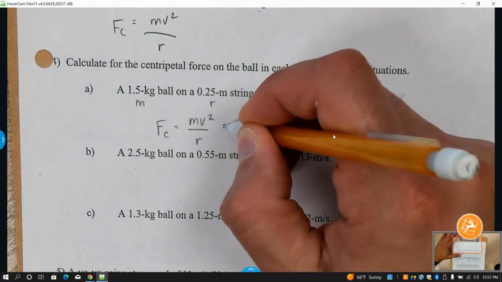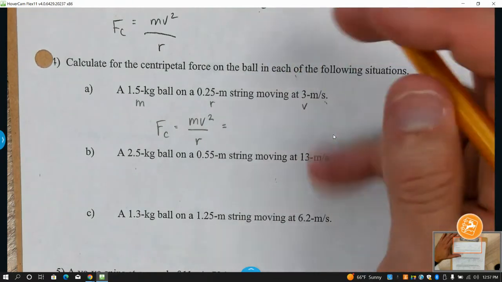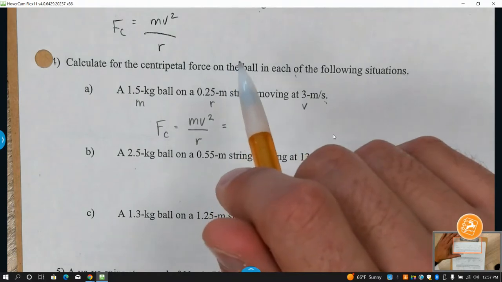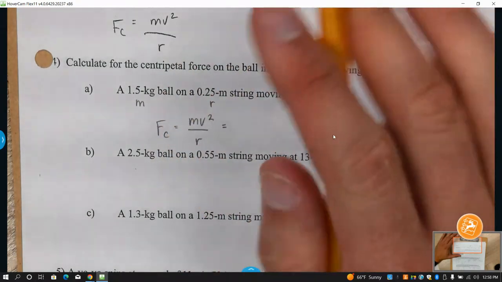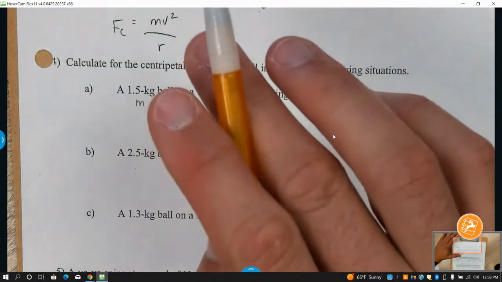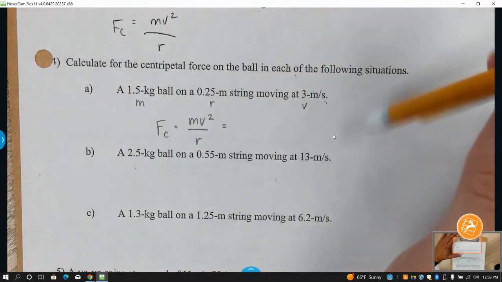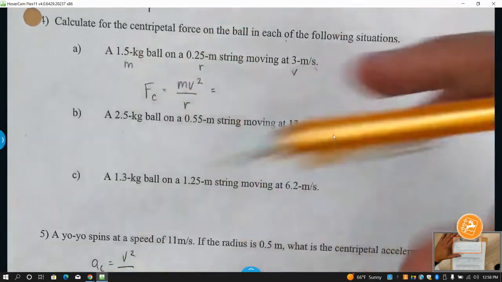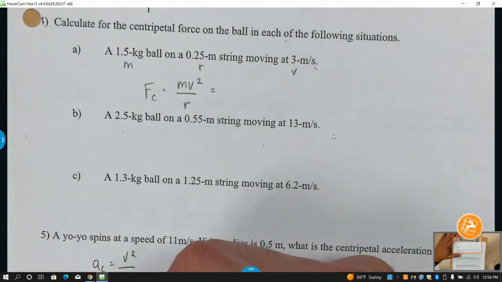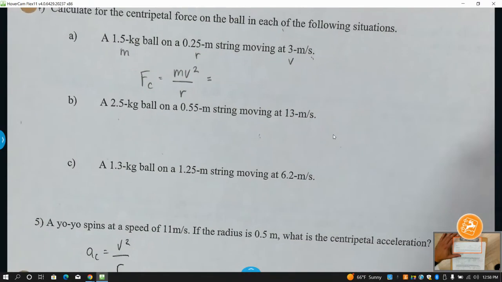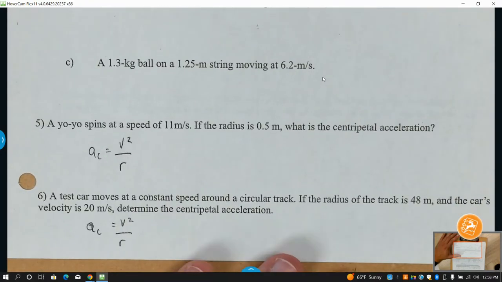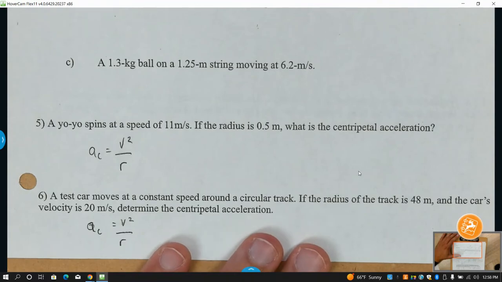I had people today showing the right work, but they were getting answers that were off by a factor of 10. So that's like a difference between getting something like 70 or 700. Kind of a big deal. So please make sure that you are putting your decimals in the correct spots. 5 and 6, they're asking you to solve for the centripetal acceleration. They're giving you the speed and a radius. So that should be pretty straightforward as well.